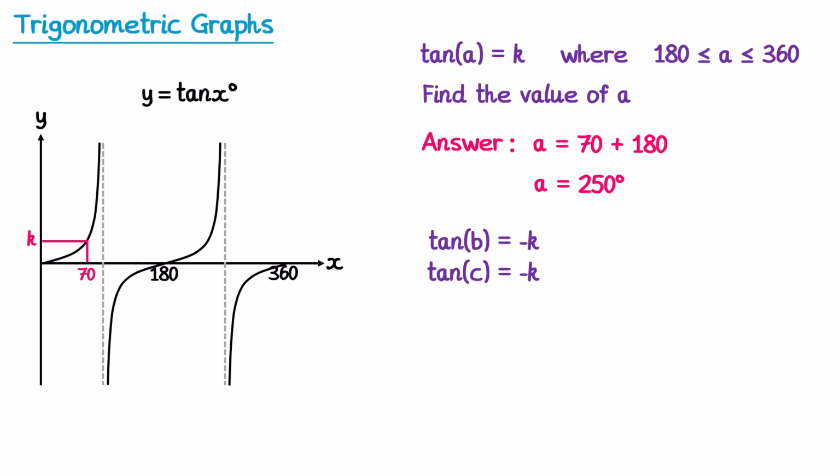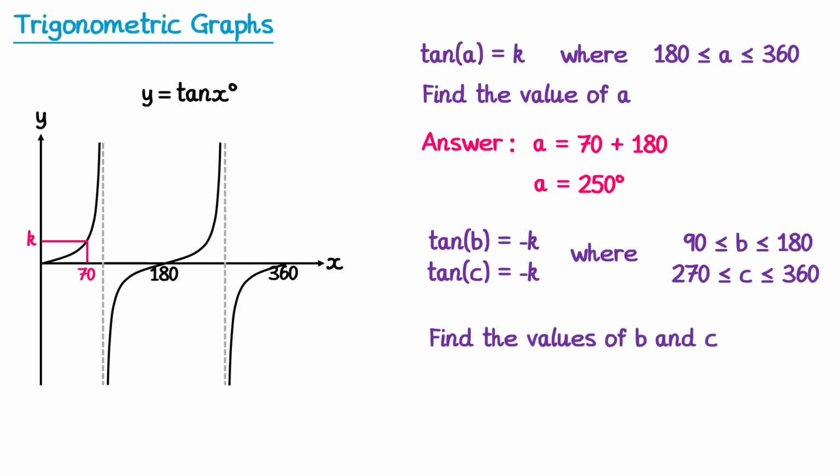And let's have a look at a second part to this question. So we've got tan of b and c being equal to negative k, and we're told here that b is between 90 and 180 and c is between 270 and 360, and we want to find their values. Well, just like before, we're going to mark on negative k onto the axis, and then draw a horizontal line and see where it hits the graph. And you can see there are 2 places where it hits the graph here. In this one, we're told that b is between 90 and 180 and c is between 270 and 360, so we can be confident that b is the one on the left and c is the one on the right.